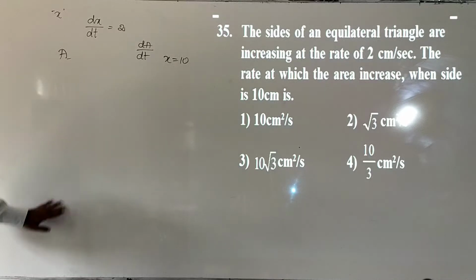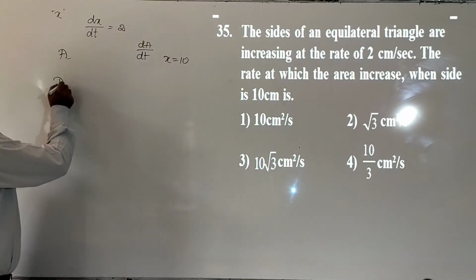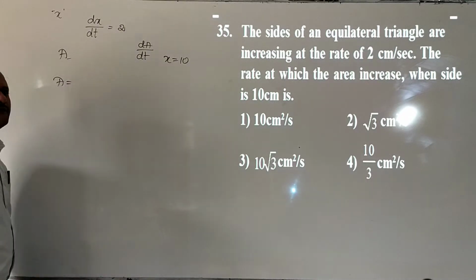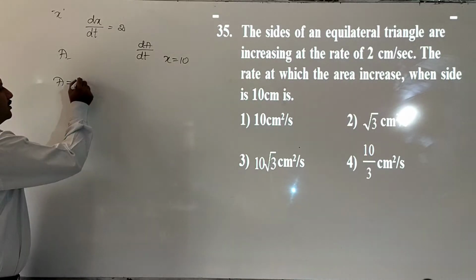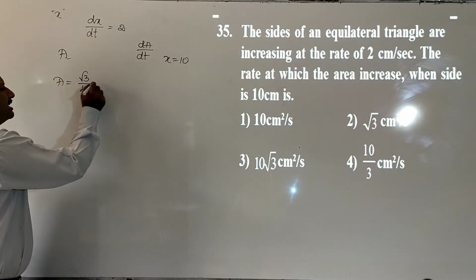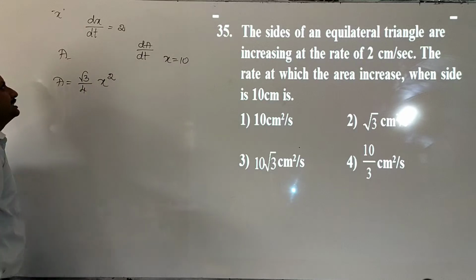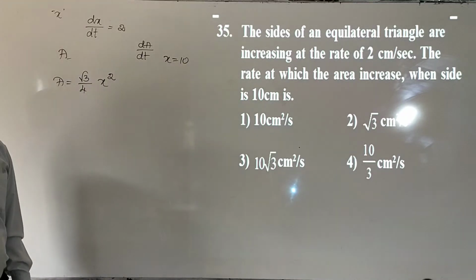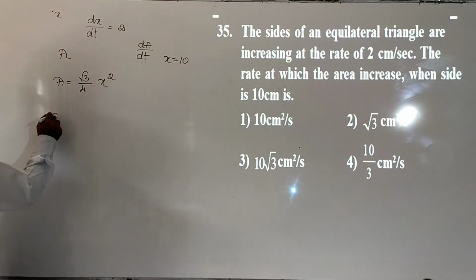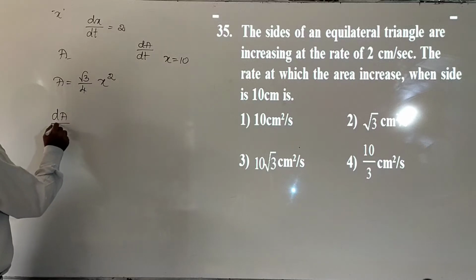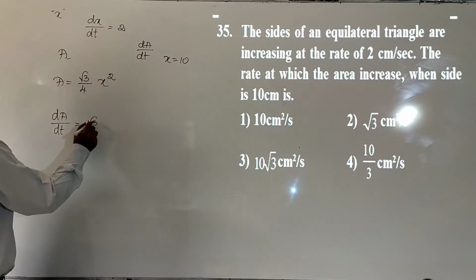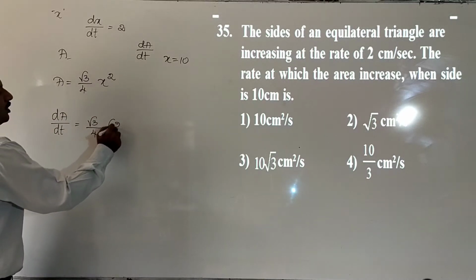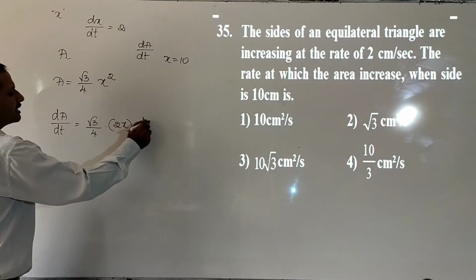That is what we have to find out. We know the formula for the area of an equilateral triangle, which is equal to root 3 by 4 into a square, where a is the side. Here I have taken the side as x. So root 3 by 4 into x square. Now differentiate this with respect to t. dA by dt is equal to root 3 by 4 into 2x into dx by dt.